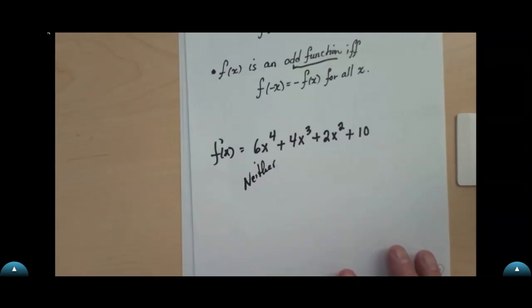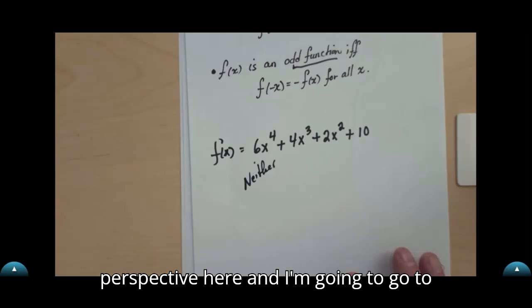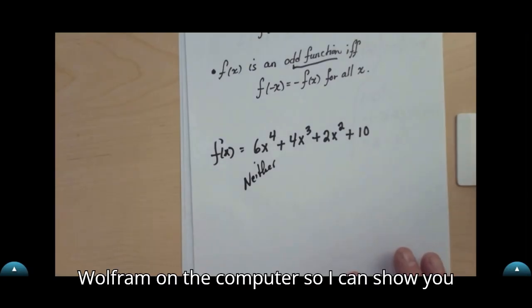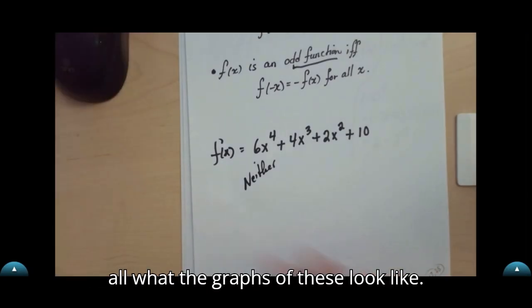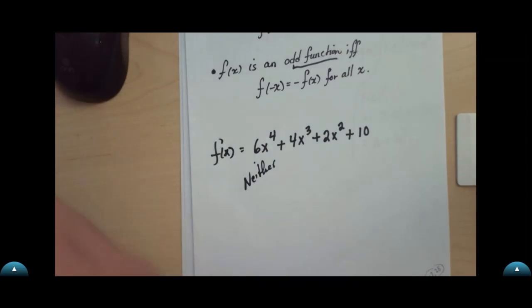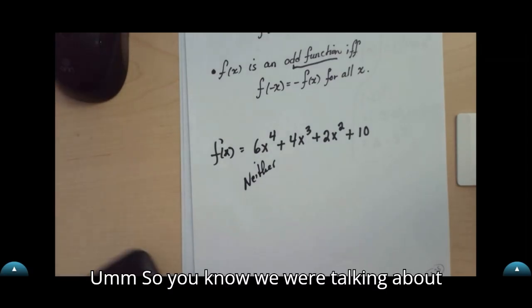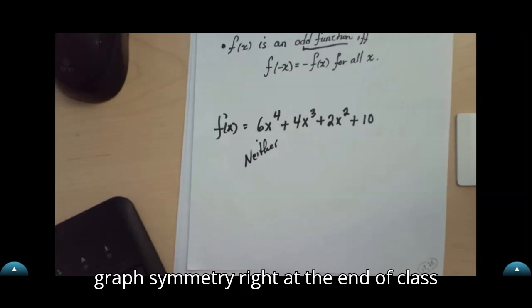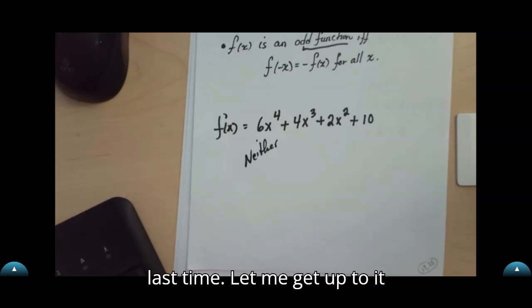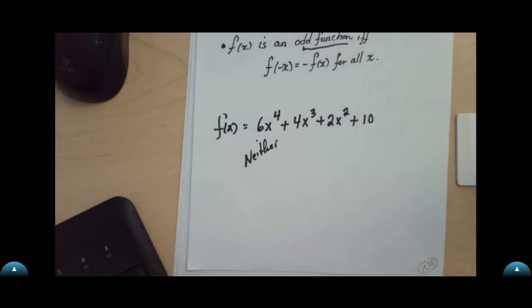I'm going to go real quickly. I'm going to switch our perspective here, and I'm going to go to Wolfram on the computer so I can show y'all what the graphs of these look like. So you know we were talking about graph symmetry right at the end of class last time. Let me get up to it and then I'll switch over to it.